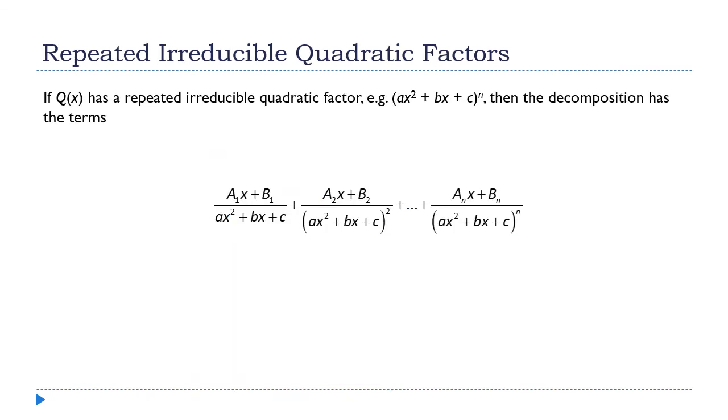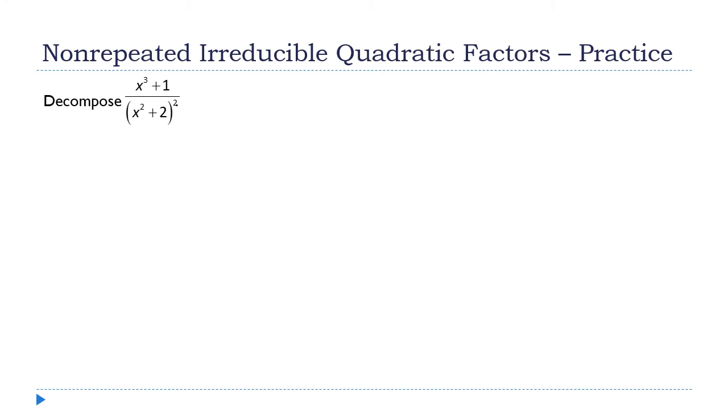Okay. Last one. I told you 4 cases, right? If there are repeated irreducible quadratic factors, you treat them exactly the same way that you treated the irreducible linear factors. They're just going to appear more than once, depending on what that exponent is. All right, so let's do one.